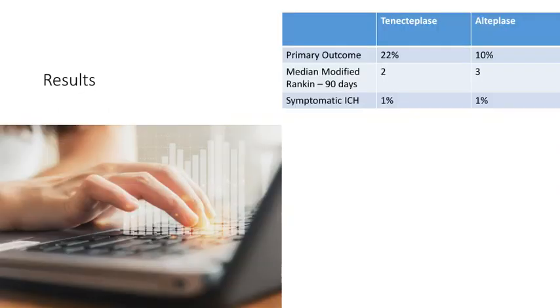Of 202 patients enrolled, 101 were assigned to receive Tenecteplase and 101 to receive alteplase. The primary outcome occurred in 22% of the patients treated with Tenecteplase versus 10% of those treated with alteplase. Tenecteplase resulted in better 90-day functional outcome than alteplase. Symptomatic intracerebral hemorrhage occurred in 1% of the patients in each group.